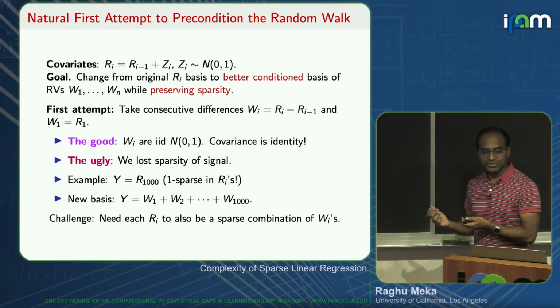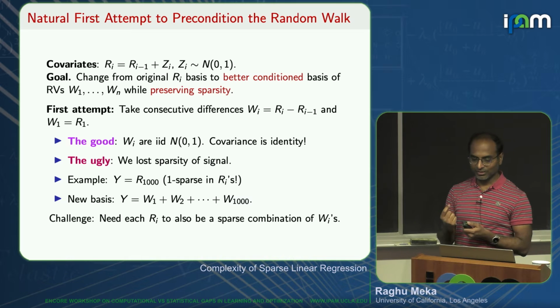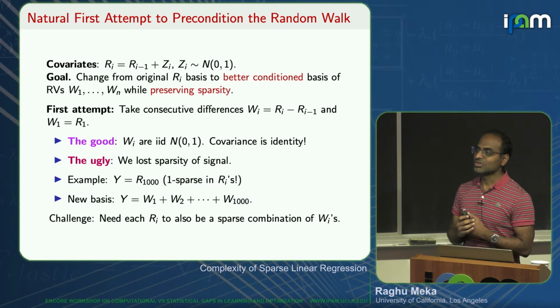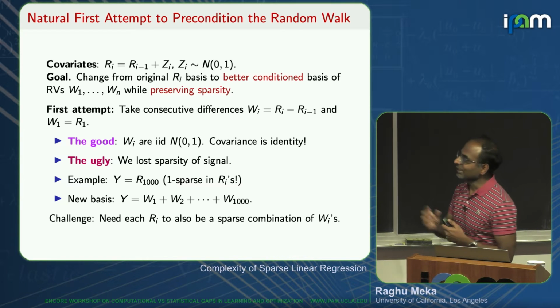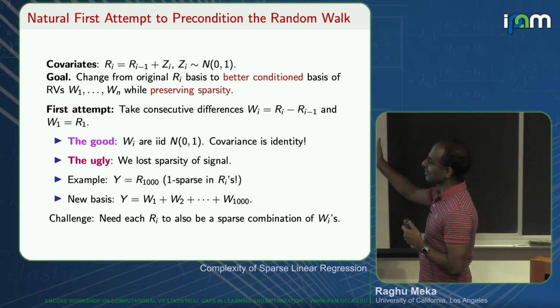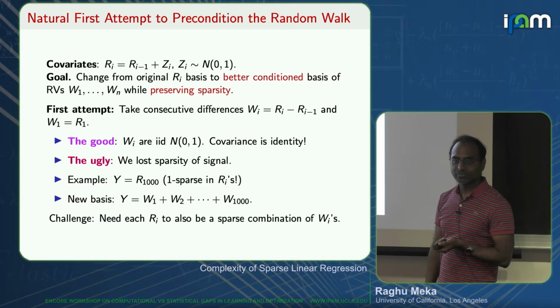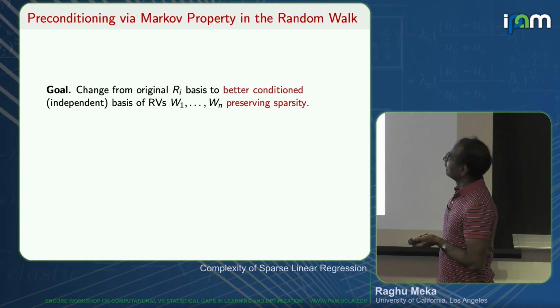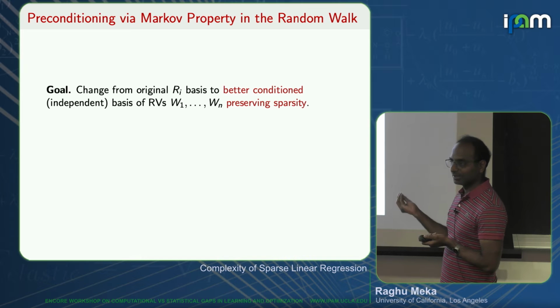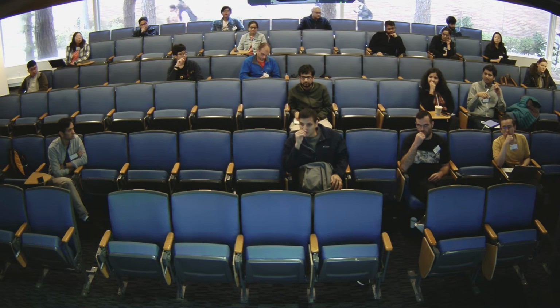So the challenge, of course, is you need to find a way to do this basis change so that each of the original variables is a sparse combination of the W_i, so that you preserve the overall sparsity. And so this is our goal now. We want to preserve the sparsity. Here, if you bucket things, would it work? Almost, but it's kind of bucketing, a binary tree bucketing.